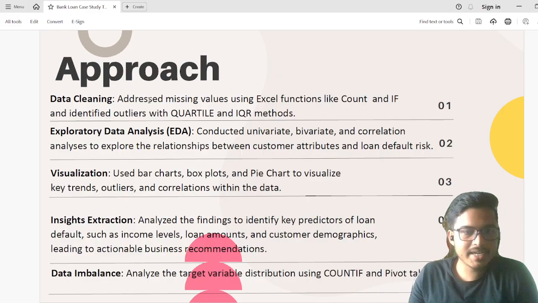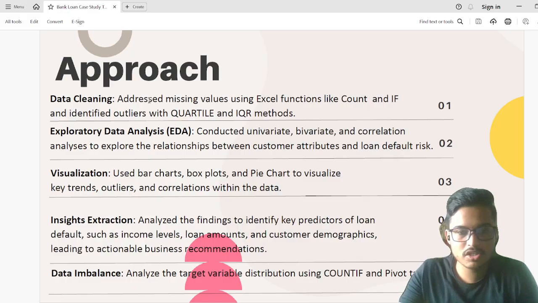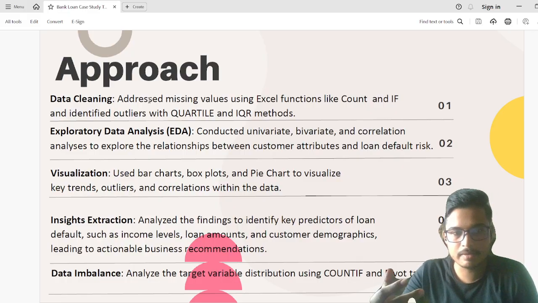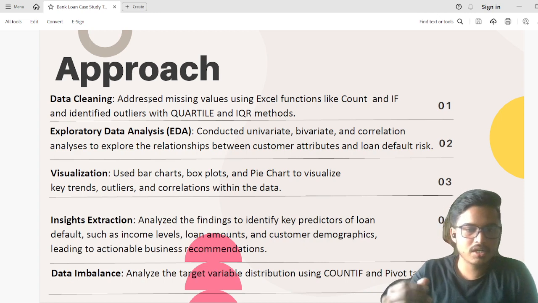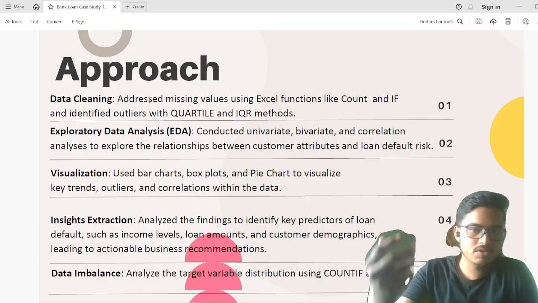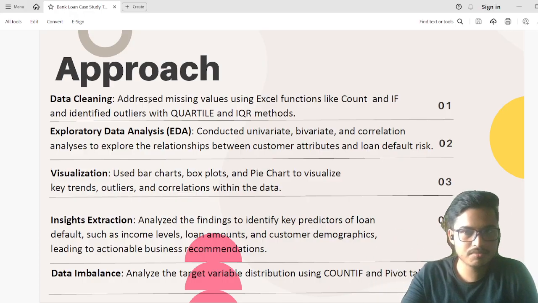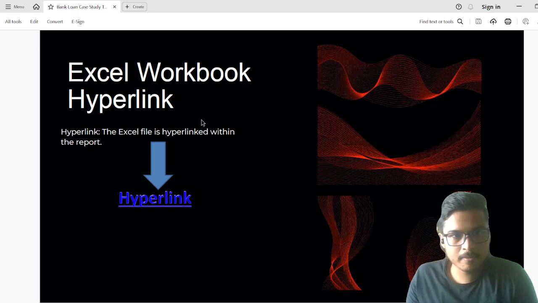And the last is data imbalance, analyzing the target variable distribution using COUNTIF and pivot tables. This part is also useful because it gives us an idea of whether there is an imbalance in our data, like the ratio of defaulters versus non-defaulters, females versus males, or the income criteria. There are a lot more.